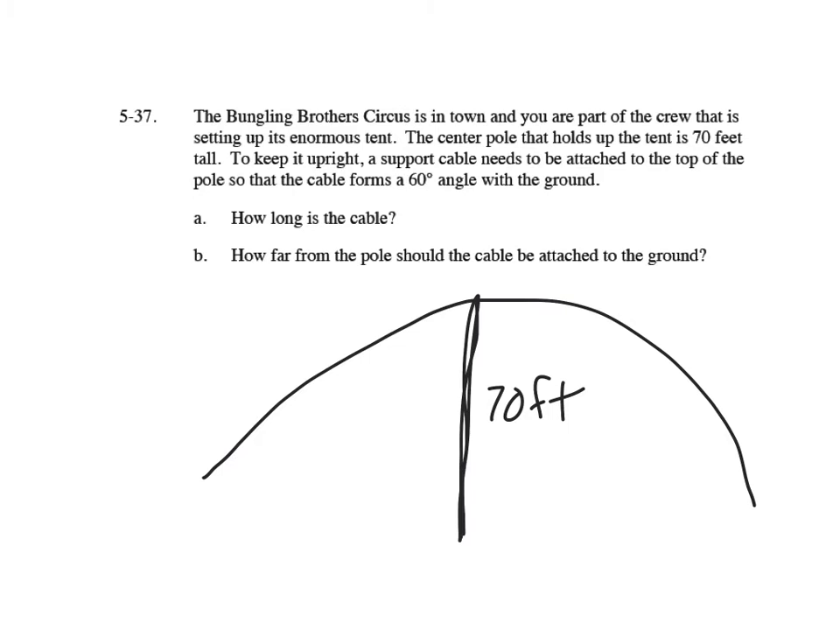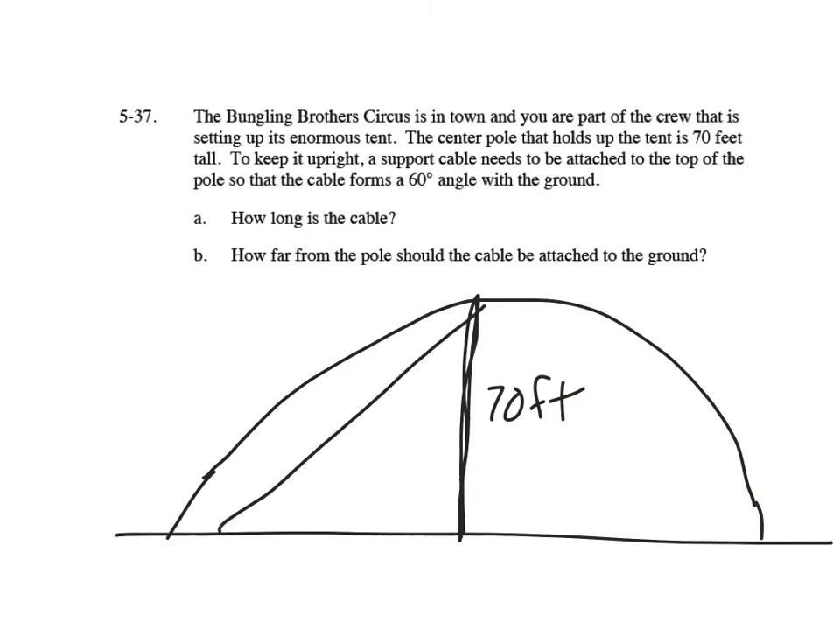And it says to keep it upright, the support cable needs to be attached to the top of the pole. So here's the tent, and the ground is obviously right here, and there's going to be a support cable going up there, and that support cable forms a 60-degree angle with the ground. So we have this picture right here, and here to be a 90-degree angle. And the question is, how long is the cable?